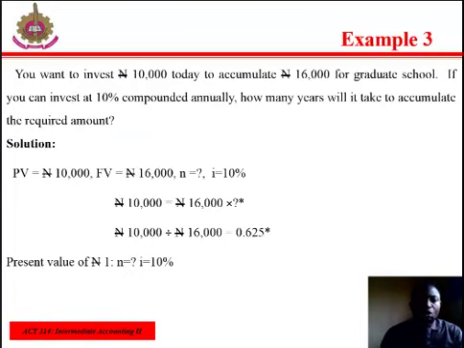Example 3. You want to invest 10,000 naira today to accumulate 16,000 naira for graduate school. If you can invest at 10% compounded annually, how many years will it take to accumulate the required amount? This is to determine the number of periods when present value, future value, and the cost of capital are known. The present value is 10,000 naira, the future value is 16,000 naira, the number of years is unknown, and the interest rate, that is the cost of capital, is 10%.